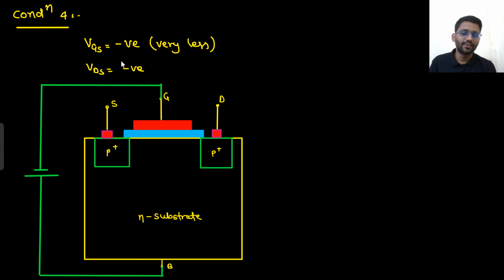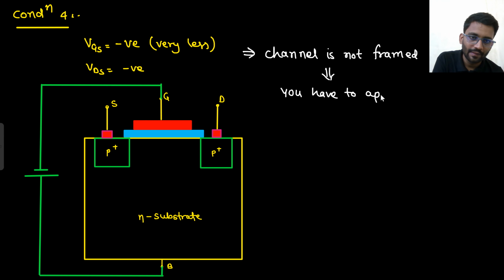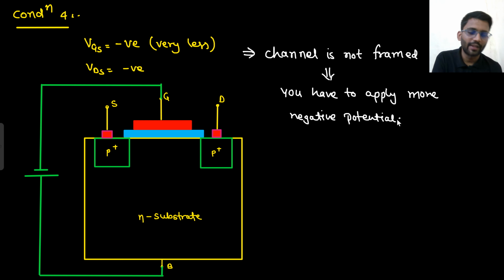Here what will be the current? VGS you have applied negative, but still very small. That means the channel is not formed. You have to apply more negative potential. You need to apply more negative potential.